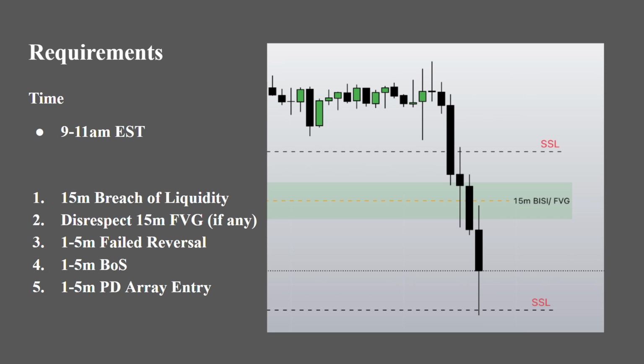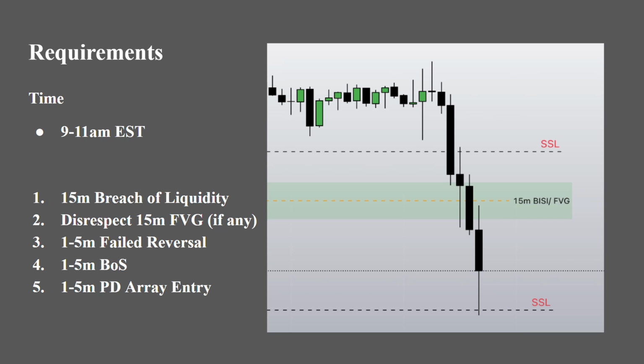Step 1 is a 50-minute breach of liquidity. This means that it goes to the liquidity, like sell side liquidity, and fails to reverse. It will maybe even attempt a slight leg up, but it will fail, be disrespected, and continue lower. Then step 2 is optional, only if it's there.